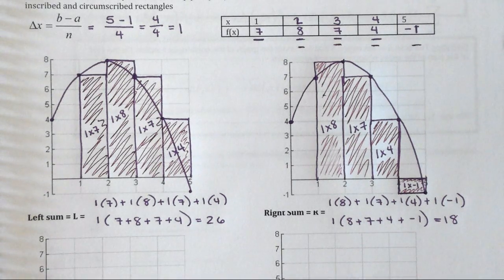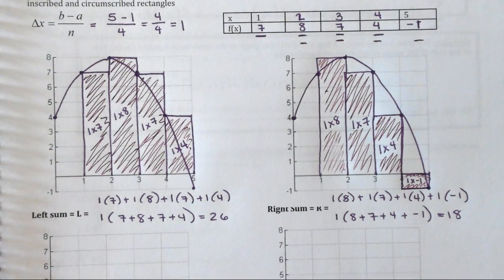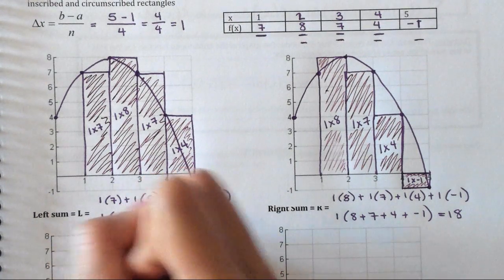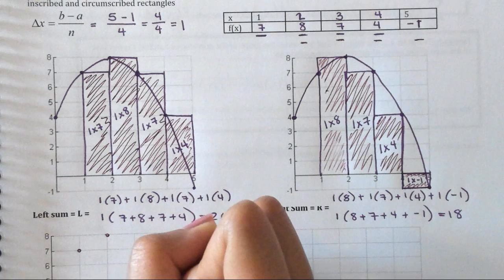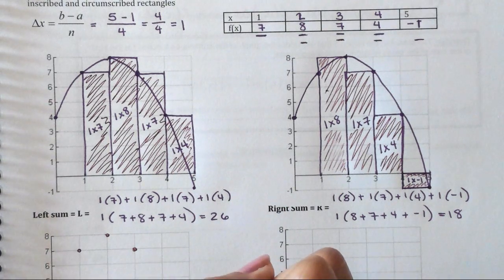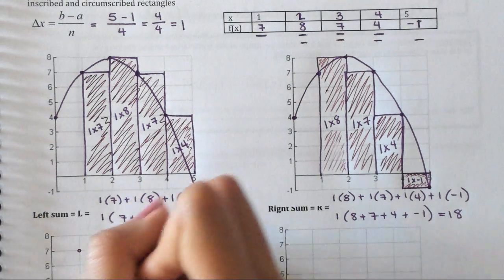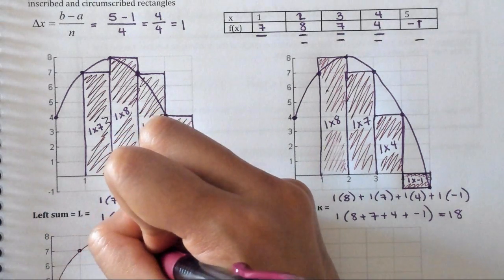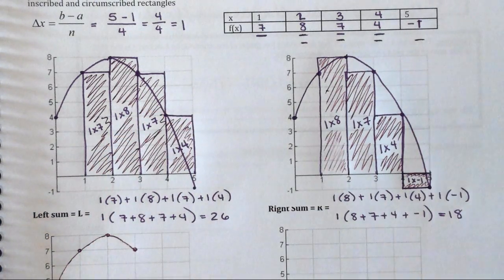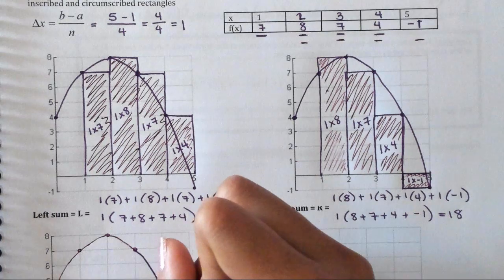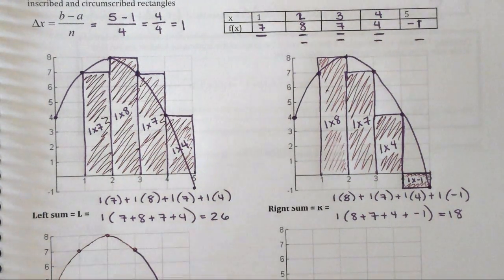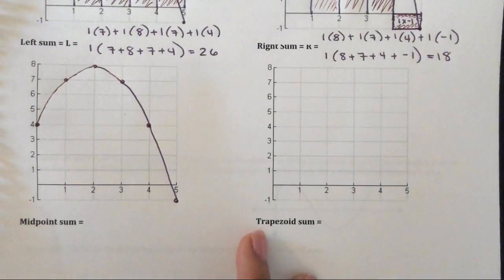Okay, midpoint sum is a little different. We still plot the same points: 4, 4, 7, 8, 7, 4, and -1. Okay, let me zoom this up a little bit.